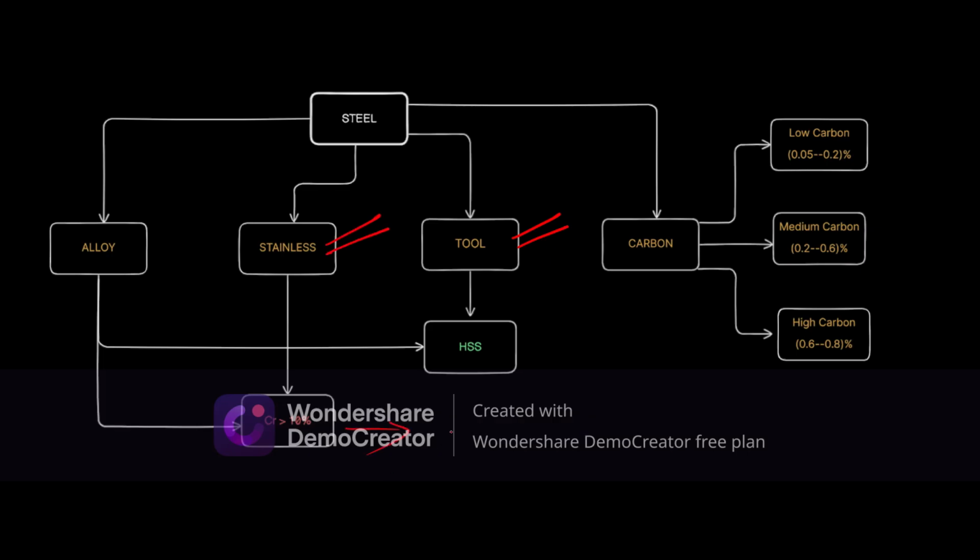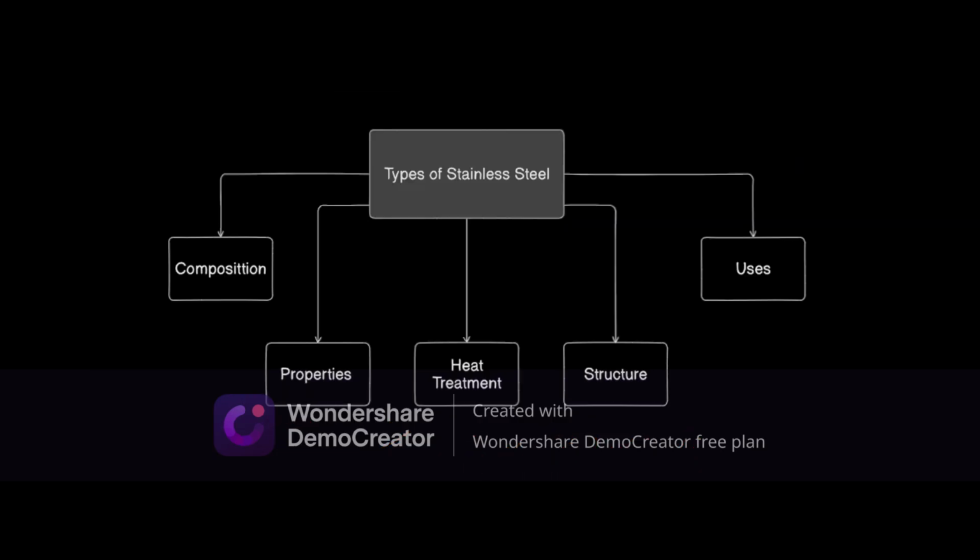One thing you should remember about stainless steel is that the chromium percentage should always be greater than 10%. If your chromium percentage is not greater than 10, then that steel is not called stainless steel. So you have to remember this thing. Chromium percentage should be greater than 10%, then only it is called stainless steel. There are different types of stainless steel, and in this video, I have divided each steel into these five parts: composition, properties, heat treatment, structure, and uses. First I'm going to discuss composition and structure.